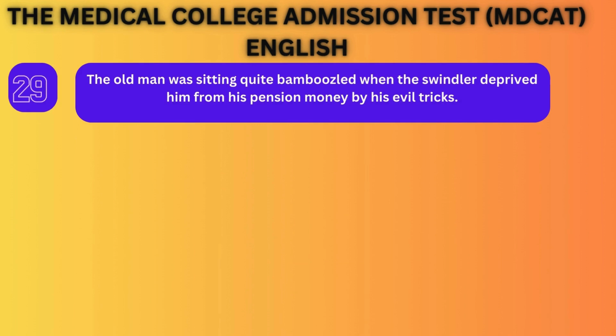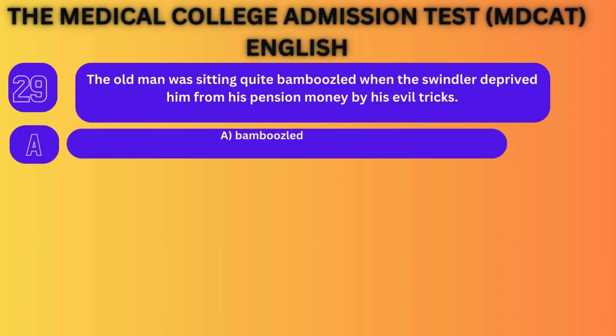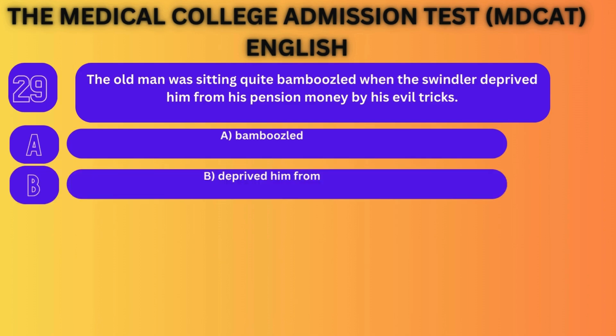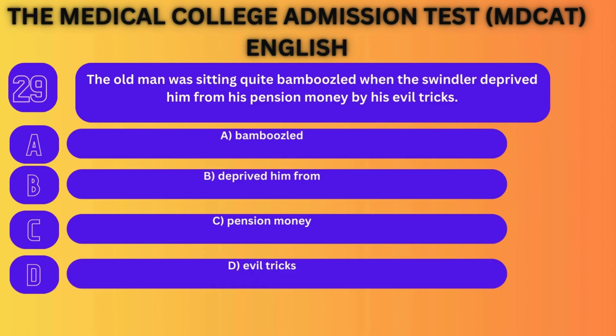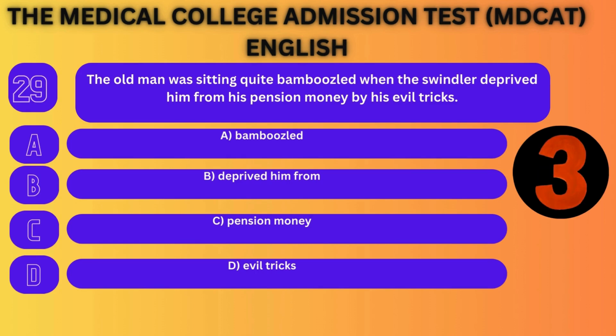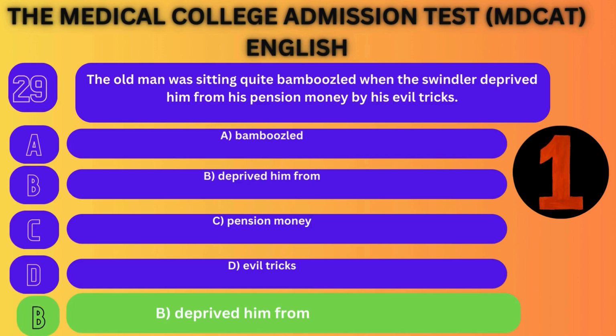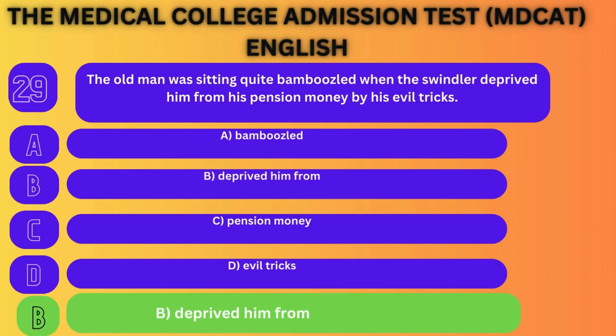Question number 29. The old man was sitting quite bamboozled when the swindler deprived him from his pension money by his evil tricks. Option A. Bamboozled. Option B. Deprived him from. Option C. Pension money. Option D. Evil tricks. Correct answer is B.